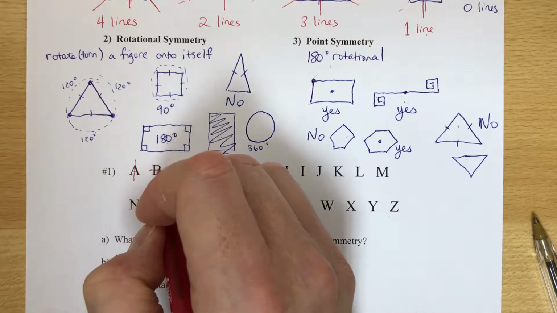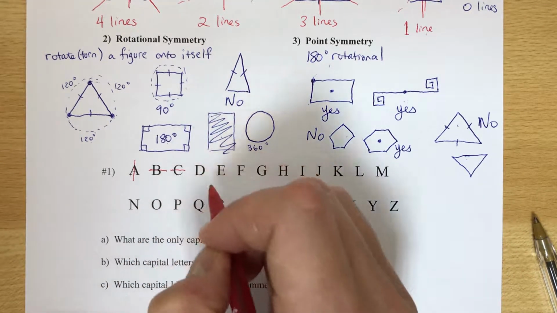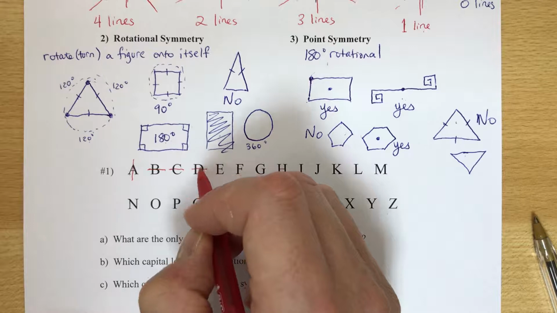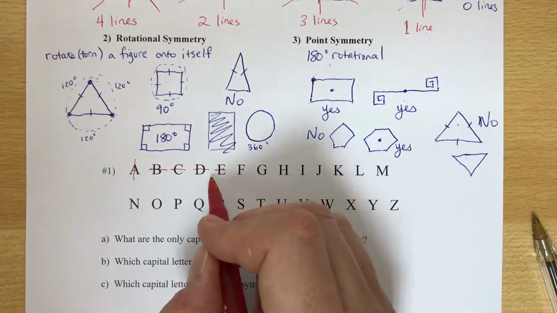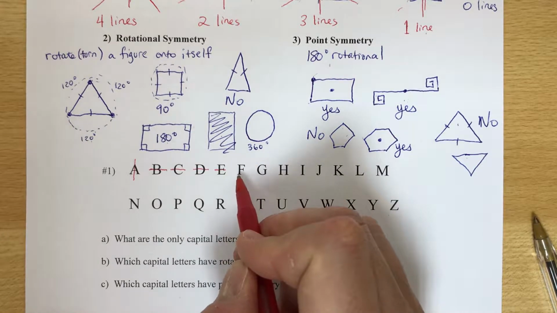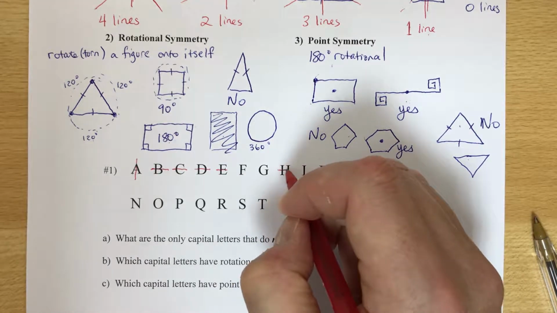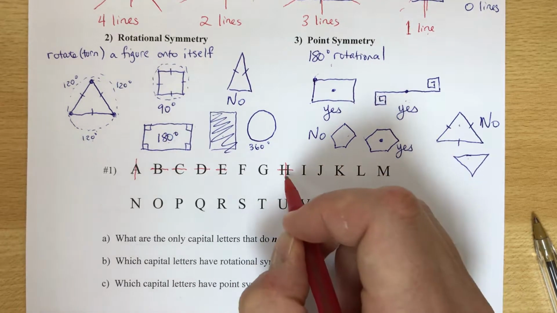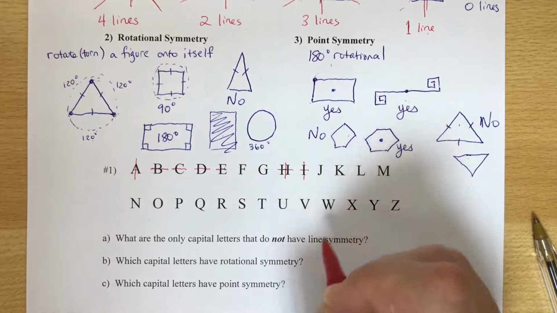For the letter B, we could go top to bottom. C, top to bottom. D, top to bottom. E, so these are all horizontal lines of symmetry. F, we could not do. There's no way to draw that to divide it in half. G, no. H, we could actually do this 2 ways. Horizontal, vertical. I, 2 ways.